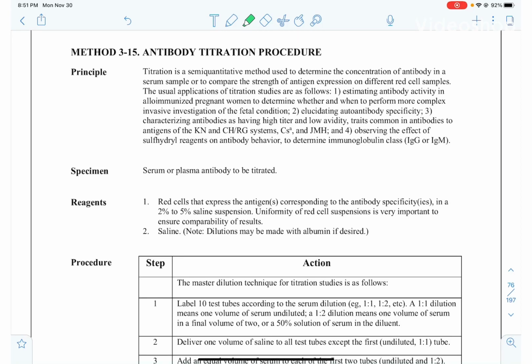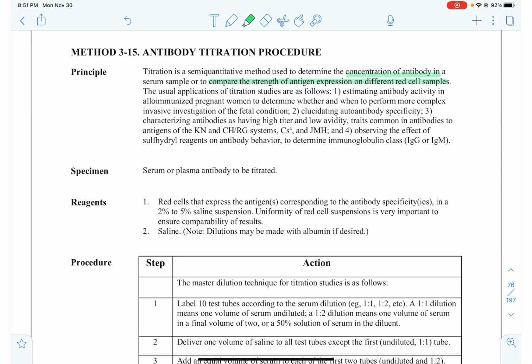Method 3-15, Antibody Titration Procedure. Titration is a semi-quantitative method used to determine the concentration of an antibody in a serum sample or to compare the strength of antigen expression on different red cell samples.